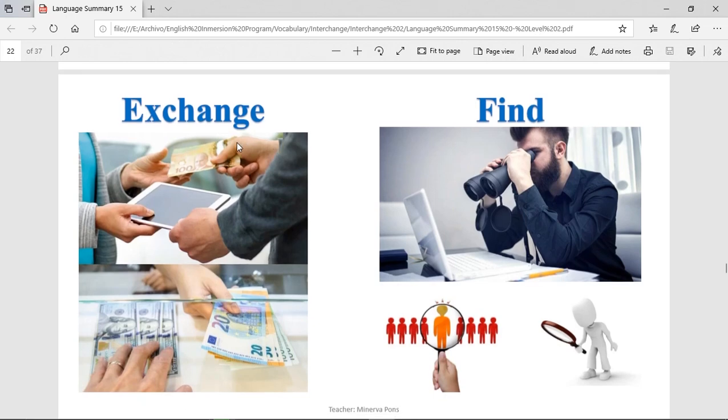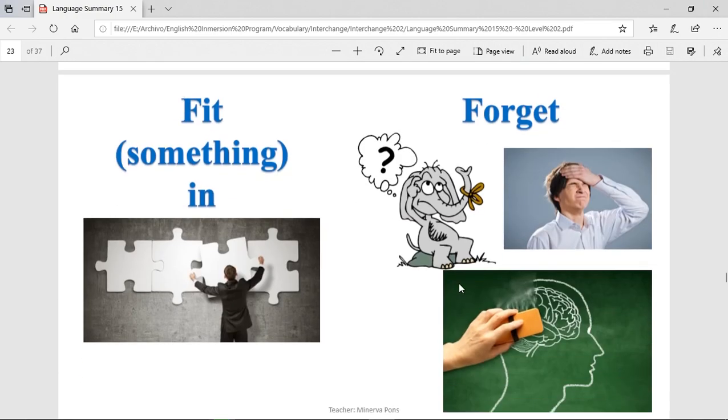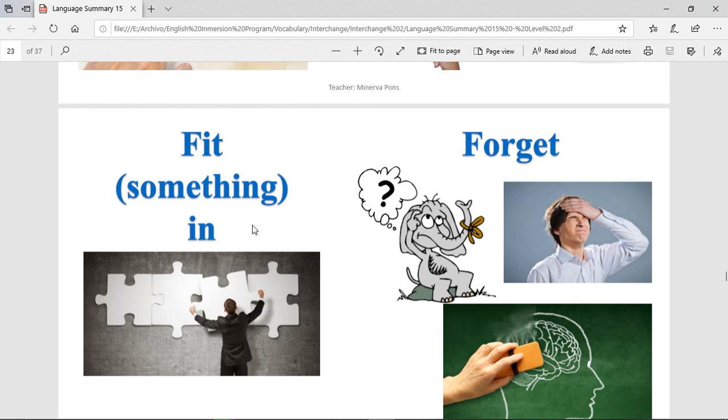Exchange. When you exchange, it's when you give something in order to receive another thing. Maybe you can give dollars and receive euros, or you can give money and receive a tablet. Find. When you find something, it's when you were looking for a thing and then you get to have it. That's finding something.